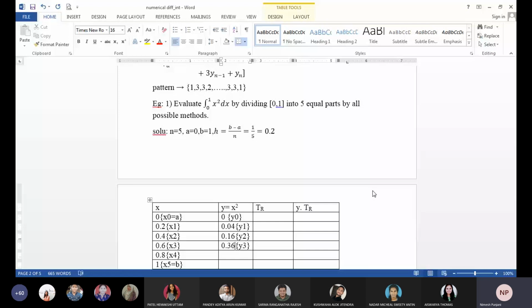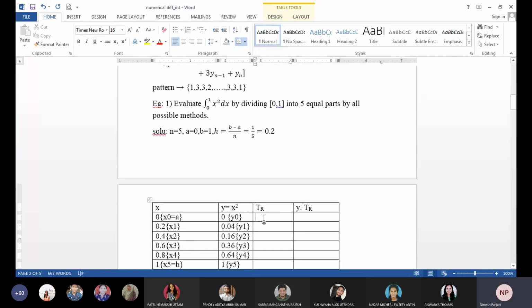Nice. What will be my y4? 0.64. Okay. What will be y5? 1. Very good. So this is my y5 also done.